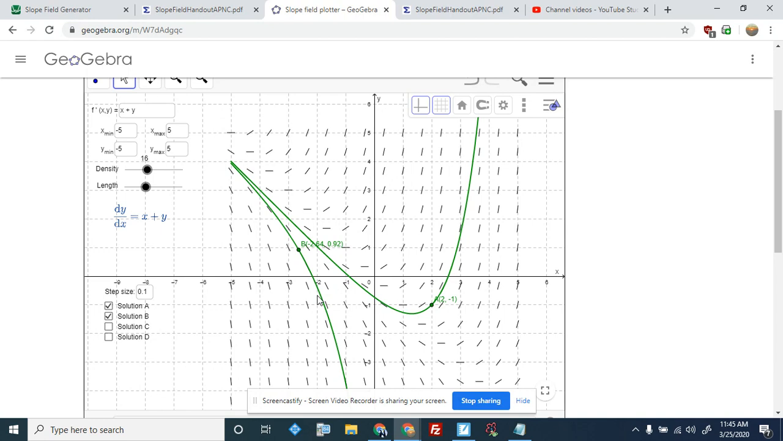Okay, so again, the green guys are the particular solutions that go through or satisfy a certain point, whereas the black slopes there are the overall visual of what the general solution looks like. In other words, the family of functions.